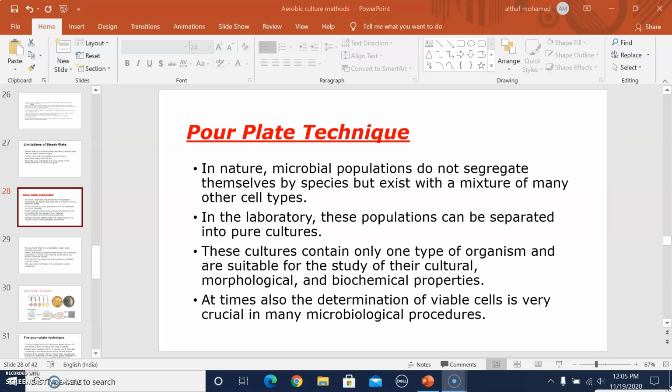So today I am going to discuss the next technique, that is the pour plate technique. In this technique, in nature, the microbial population doesn't segregate themselves by species, because they exist every time in a mixture of many cell types including bacteria, fungi, protozoa, etc.